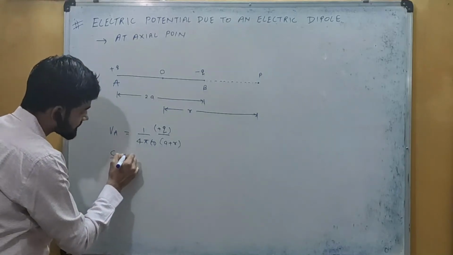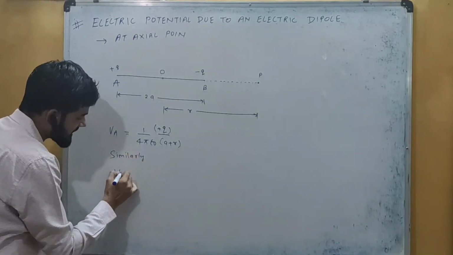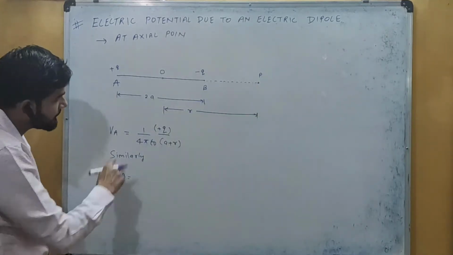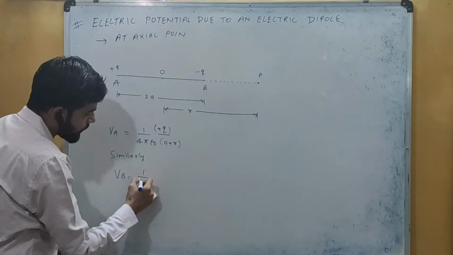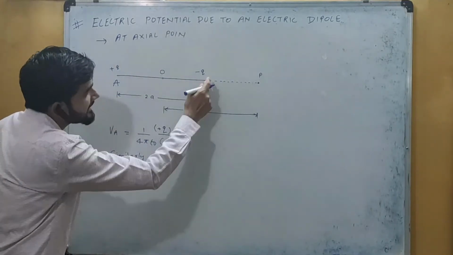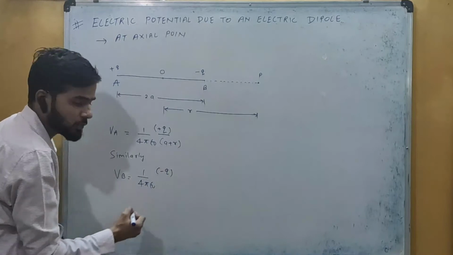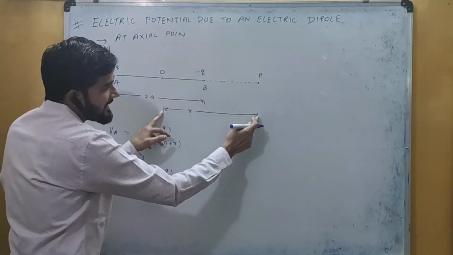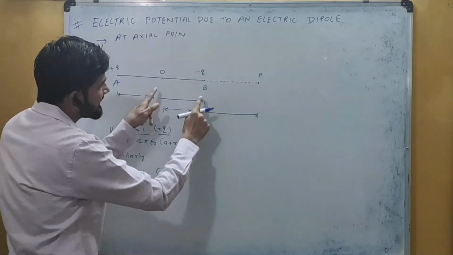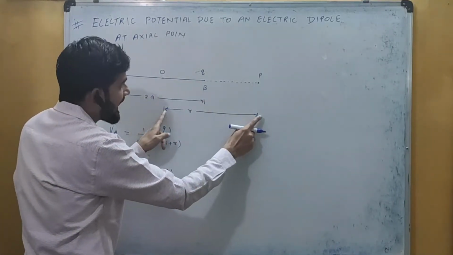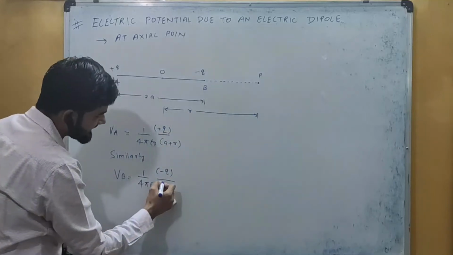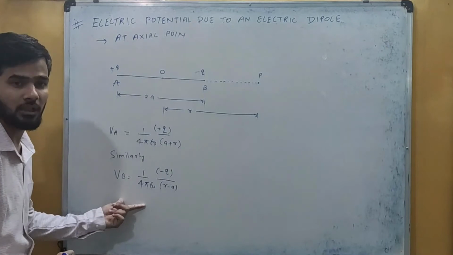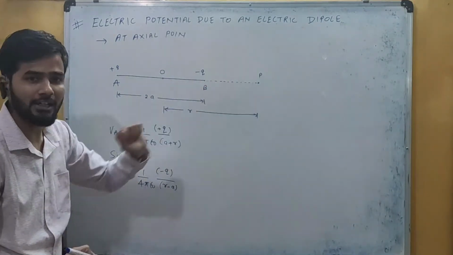Similarly, the electric potential at point P due to charge at B, VB कितना होगा? Here we can write 1 by 4 pi epsilon naught. Charge here is minus q divided by the distance from B to P. I can write this distance as r minus, if I subtract this distance from r, I will get this distance. So I can write it as r minus a. It will be the potential due to charge at B at point P.